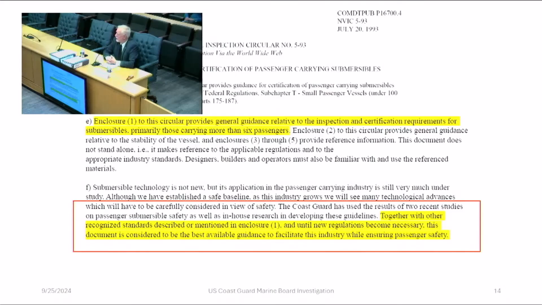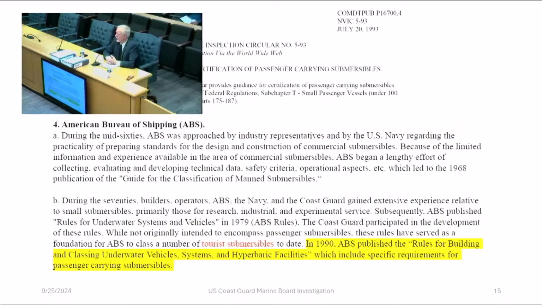I put this slide up there. This is the preamble of the NVIC 593, which does say that this circular provides guidance relative to the inspection and certification requirements for submersibles, primarily those carrying more than 6 passengers. So it was very much with the intent of, okay, these tourist, between the terminology of tourist submarine, passenger submarine, there is some morphing over here. The language being used is about, allow me one more, go back one step, please.